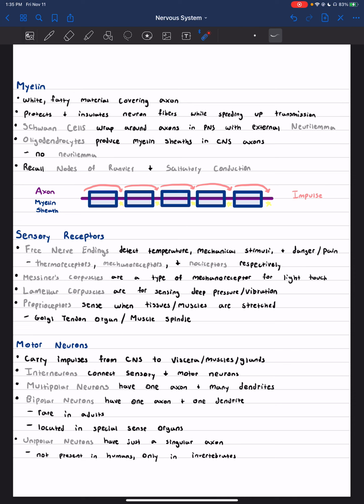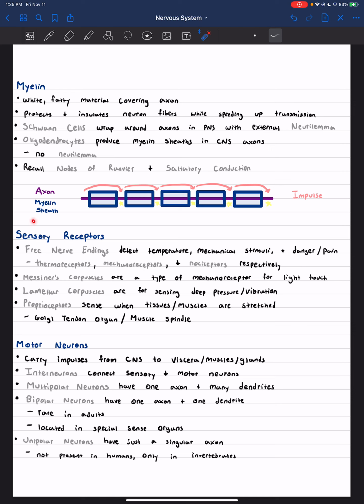Now, I know we talked a lot about Schwann cells and oligodendrocytes already, but just to reiterate one more time, Schwann cells wrap around the axons in the peripheral nervous system, and their final layer is this external layer called neurolemma. Oligodendrocytes produce myelin sheaths in central nervous system axons, and they don't have the layer of neurolemma.